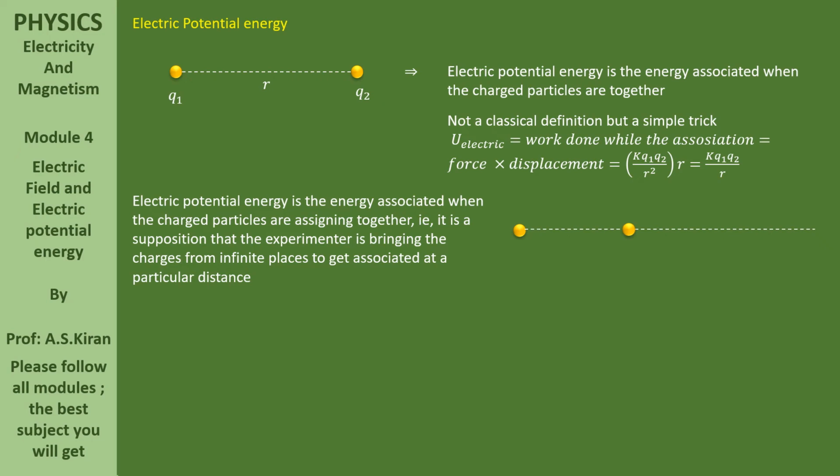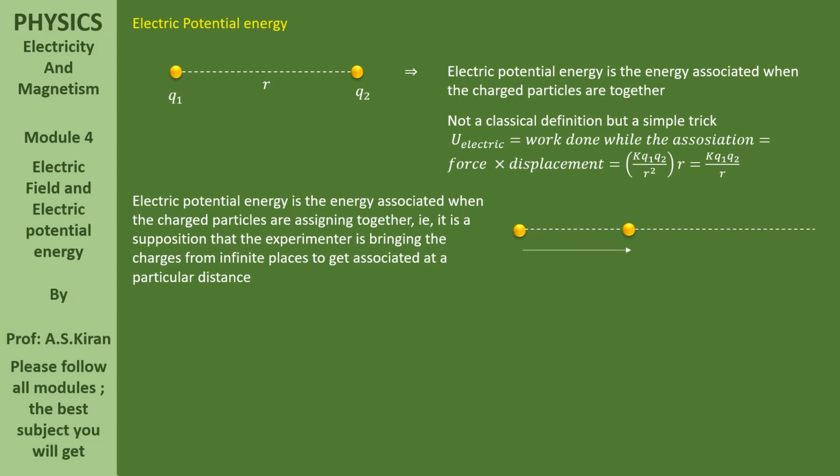You should get a doubt here. If they are opposite in nature, there is no need of bringing. In that case, in reverse, we define the work done. How? If one is a positive charge and one is a negative charge, we should calculate the net work done by detaching them, because already they will be in attraction.